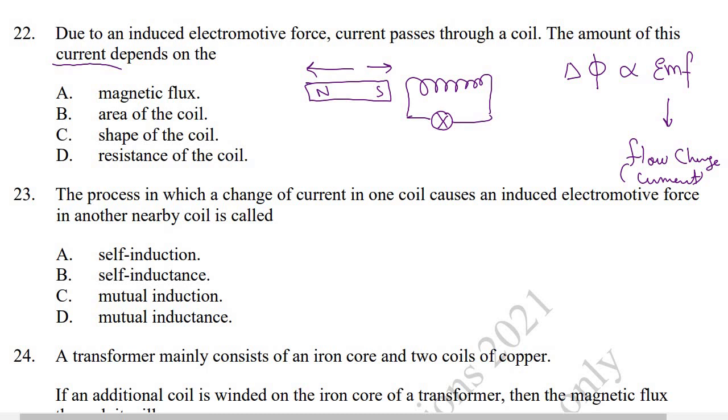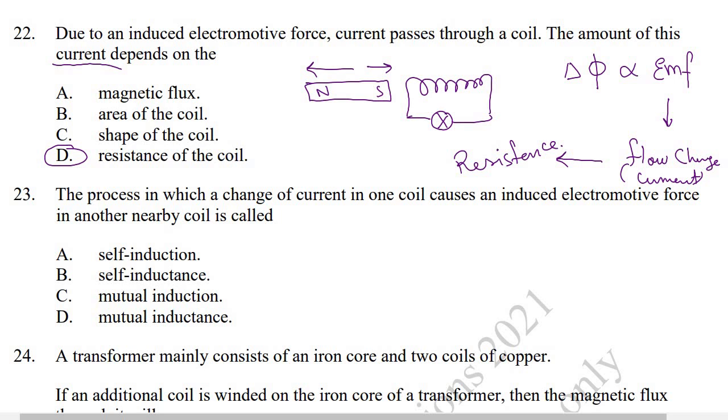But the current flowing through this conductor, the current flowing through this coil, will depend on the resistance of this coil. इस coil की जो अपनी resistance है करंट उस पर डिपेंड करेगा, जबकि जो EMF प्रोड्यूस हो रहा है वो डिपेंड करेगा मैग्नेटिक फ्लक्स पर, एरिया ऑफ द कॉइल पर और स्ट्रेंथ ऑफ द मैग्नेट पर. So the correct answer for this question number 22 will be option D.